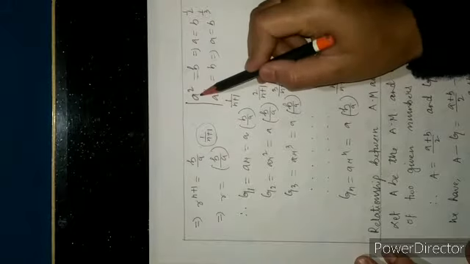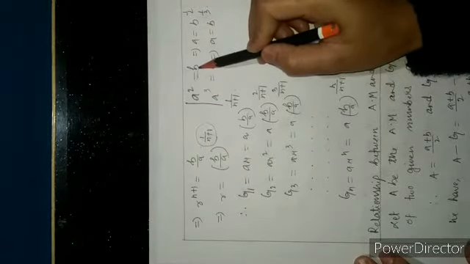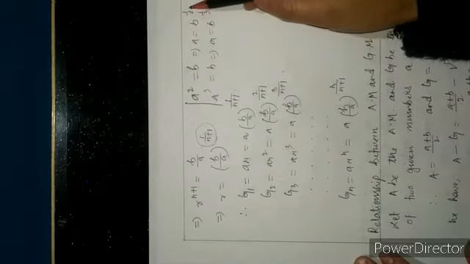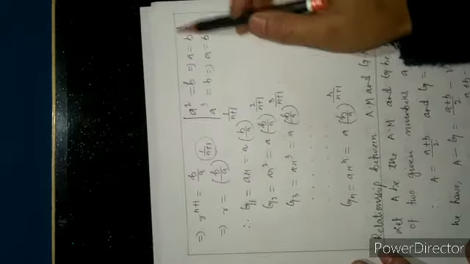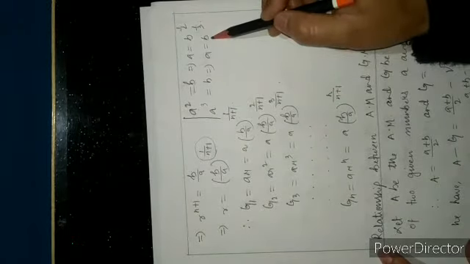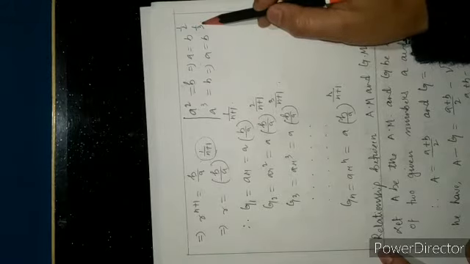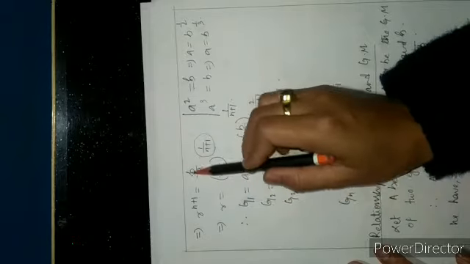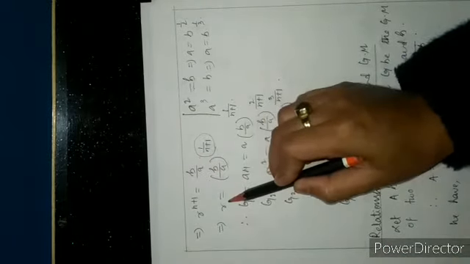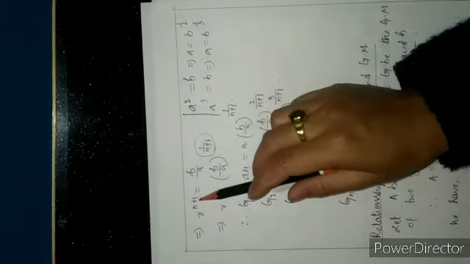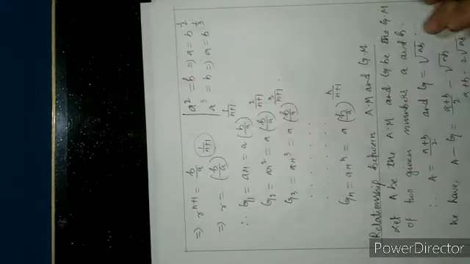If a square is equal to b, the value of a is b to the power 1 by 2, which means square root. If a cube is equal to b, which implies that a is equal to b to the power 1 by 3, that means cube root. In the expression r to the power n plus 1 is equal to b by a, the value of r is b by a to the power 1 by n plus 1.